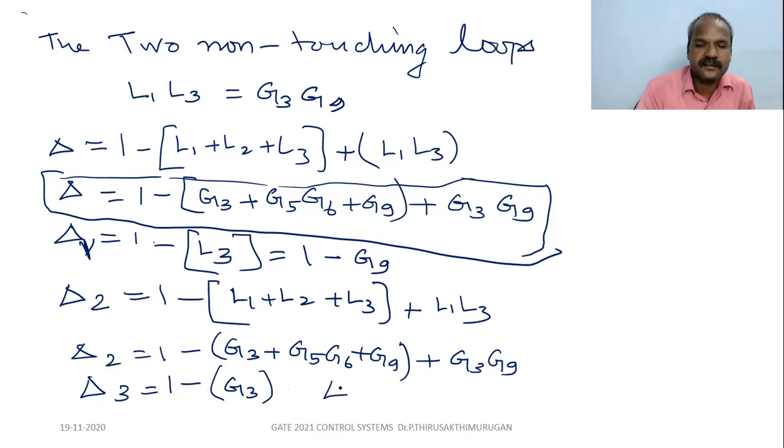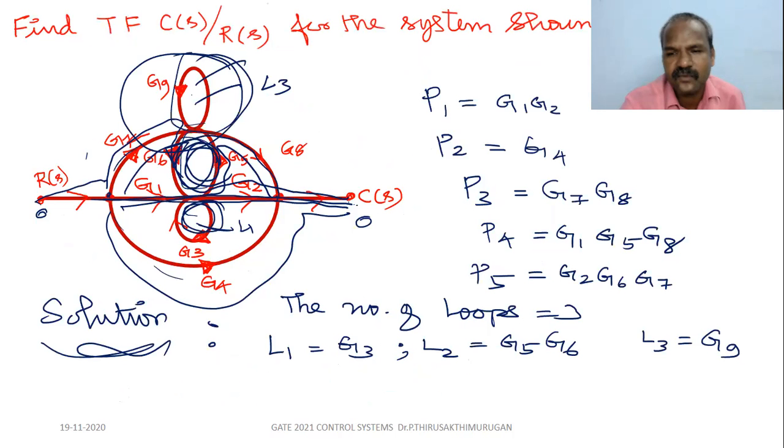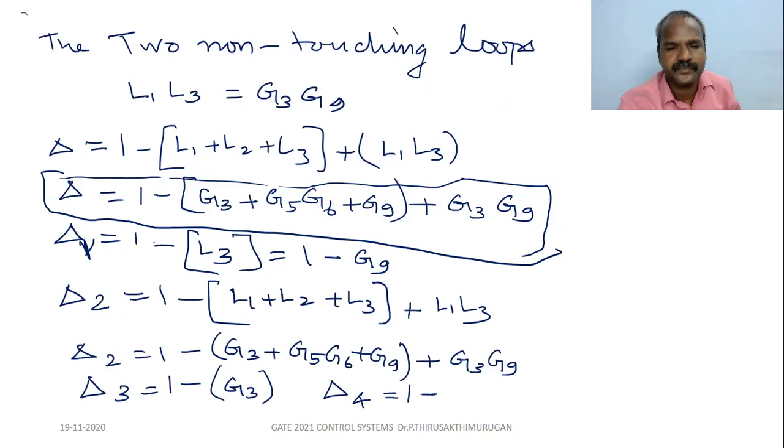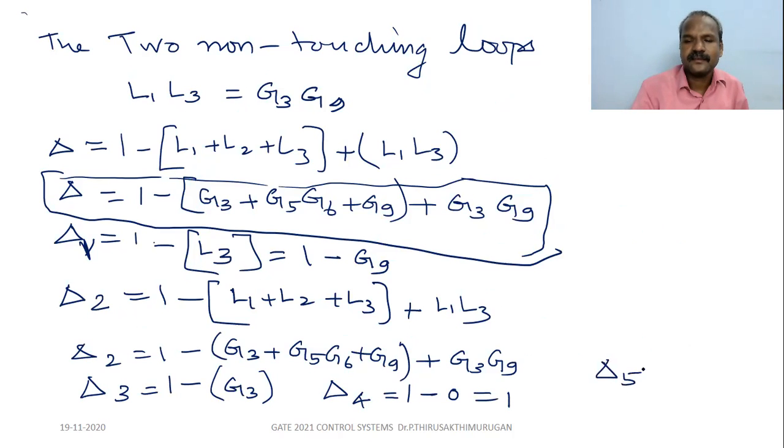So what is delta 4? The fourth forward path is G1, G5, G8. In this way, all the loops are touching. So delta 4 is 1 minus 0, that is 1. Similarly, delta 5 is also 1.